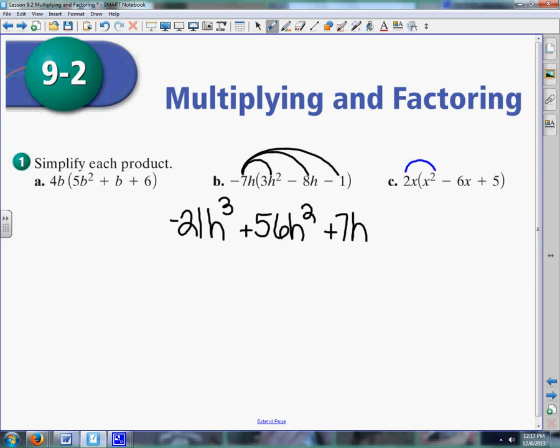For C, I know I'm a total geek and I keep drawing my arrows, but it just helps me to visually see it. 2x times x squared is 2x cubed. Minus 2 times 6 is 12. x times x is x squared. And then 2x times 5 is 10x.